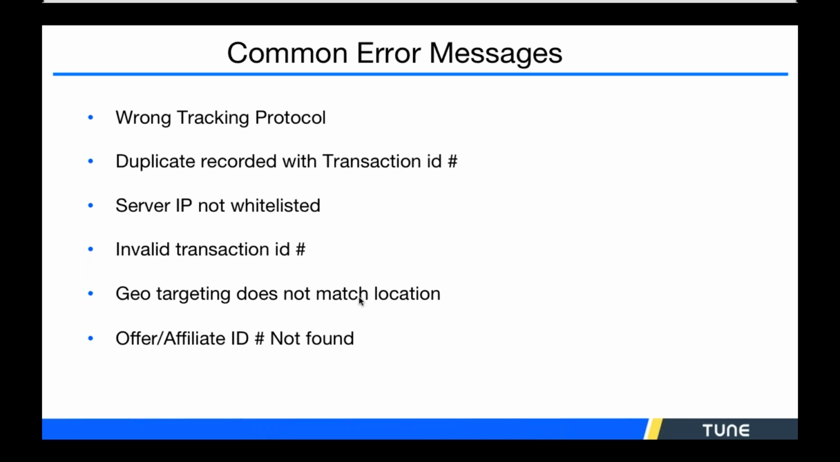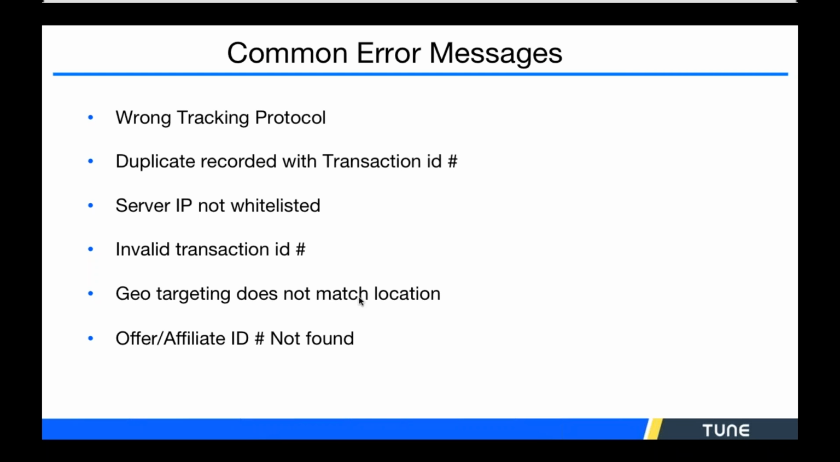The problem with that is it can take some time for offers and affiliates to propagate once you create them or make changes. So if you create an offer or an affiliate, or make changes to an offer, you always want to wait about 15 to 20 minutes for those changes to take effect.